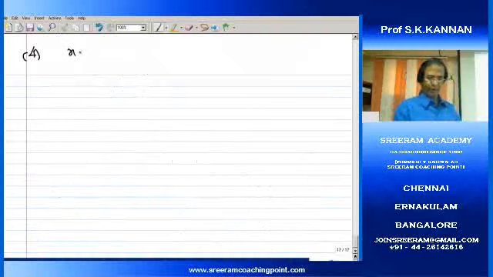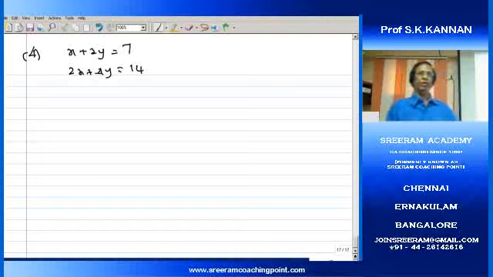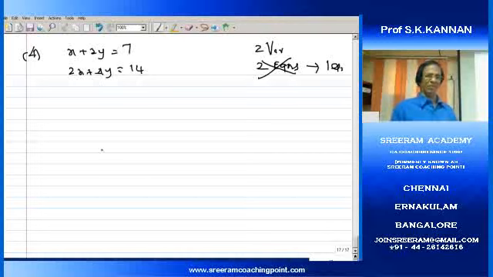Solve. x plus 2y equal to 7, 2x plus 4y equal to 14. Try to solve. How many variables? 2 variables. How many equations? You say 2 equations, but I say we have only a single equation. See, try to solve, you will understand whether there are 2 equations or one equation.